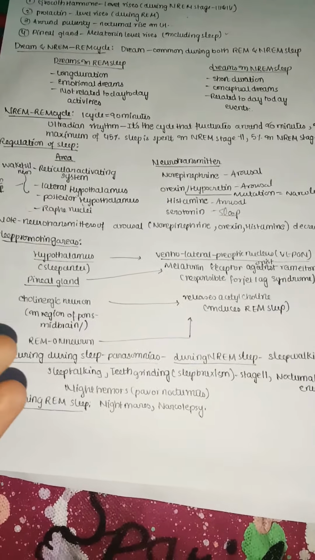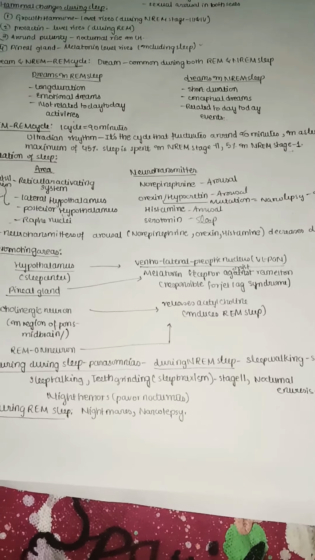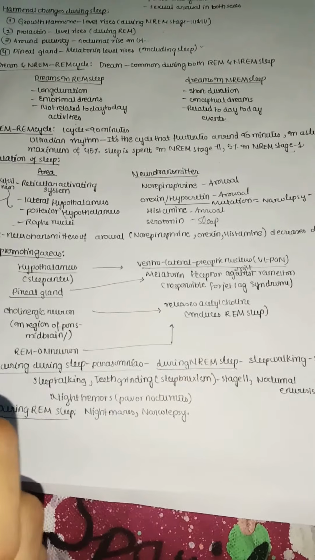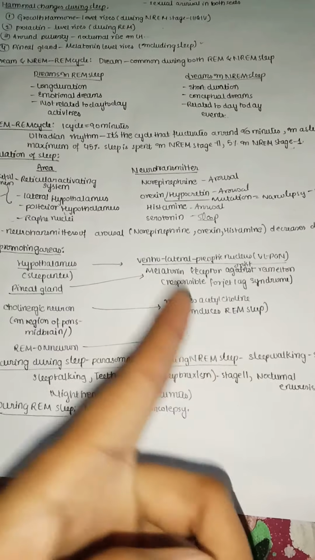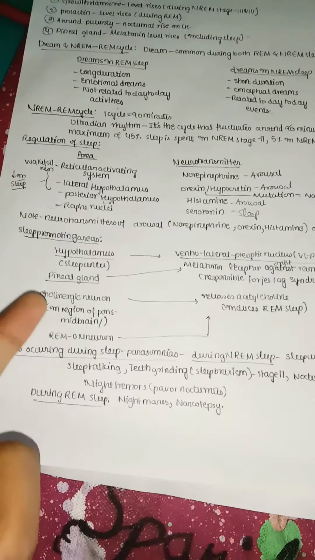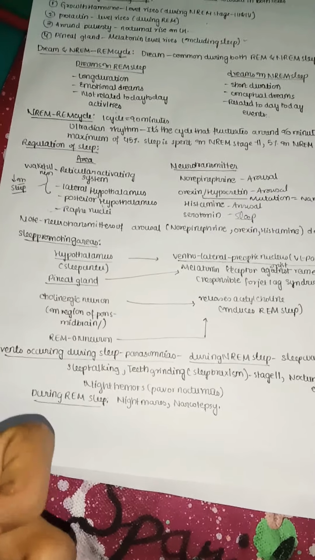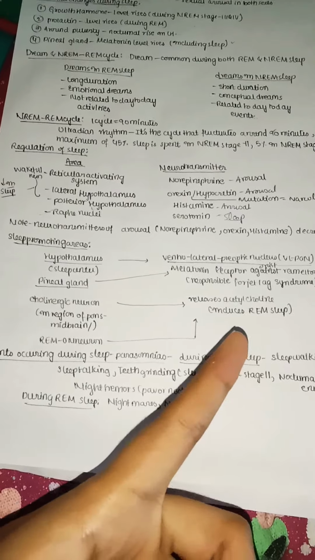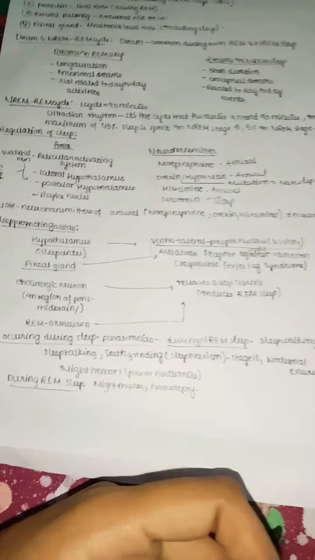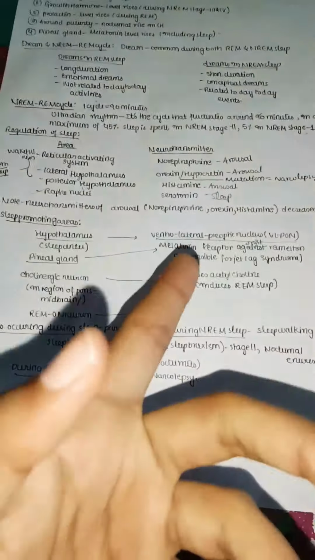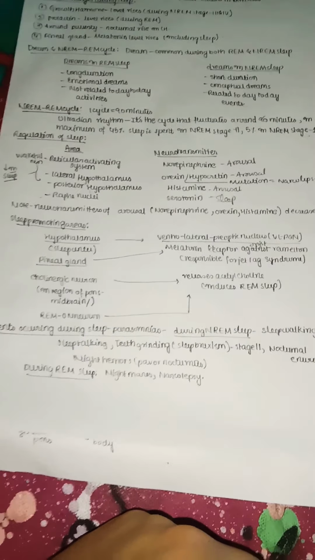And next we have the cholinergic neuron. The cholinergic neuron releases mainly acetylcholine as a neurotransmitter, and it induces REM sleep. So for REM sleep, acetylcholine is required. This cholinergic neuron is mainly in the region of the pons or midbrain, and it releases acetylcholine. This is also called the REM-on neuron, because it induces REM sleep, especially by acetylcholine.